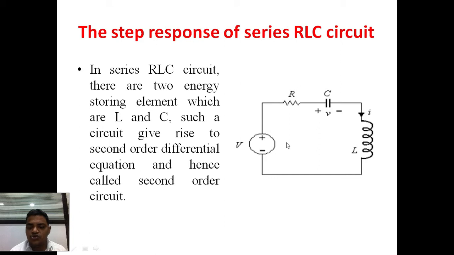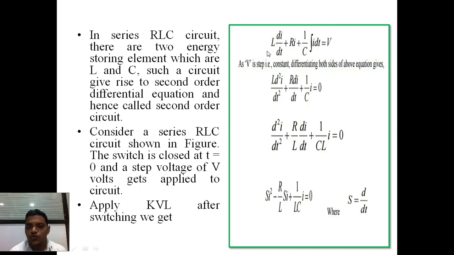The voltage drop across the resistor is VR, the voltage drop across the capacitor is VC, and the voltage drop across the inductor is VL. So after applying KVL we write the equation as a differential equation: L di by dt plus R into i plus 1 upon C integration of i dt is equal to V.